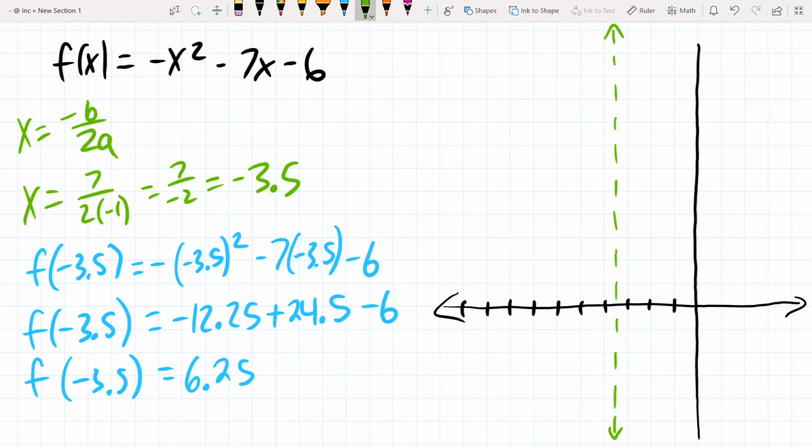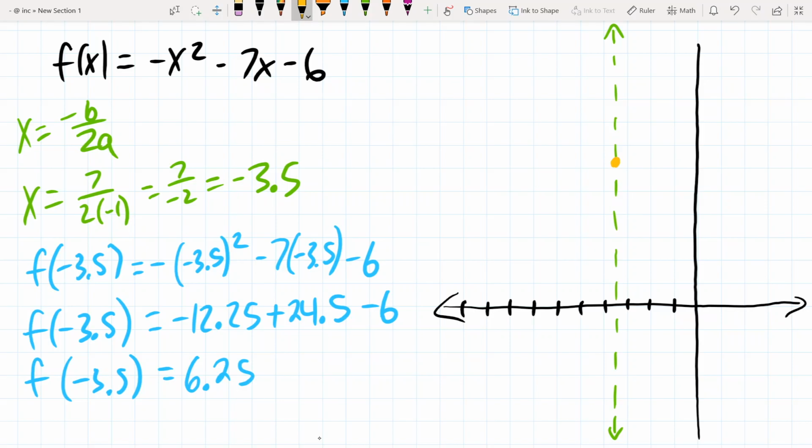All right. Okay, so there's our axis of symmetry, and let's put down the vertex. So the vertex is at negative 3.5, 6.25. So we'll just go up 1, 2, 3, 4, 5, 6, and then a little above it. That's sufficient. Doesn't have to be exactly in the right place.